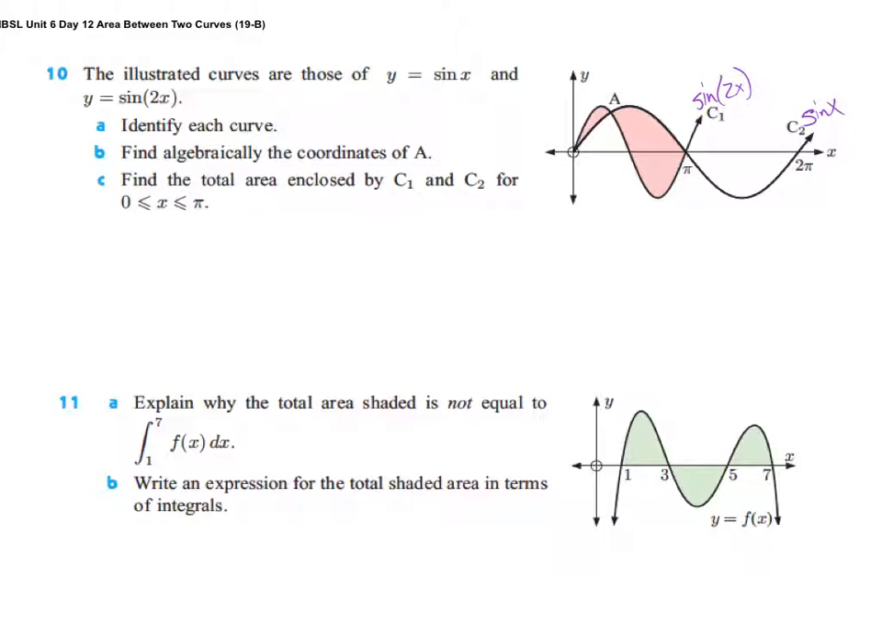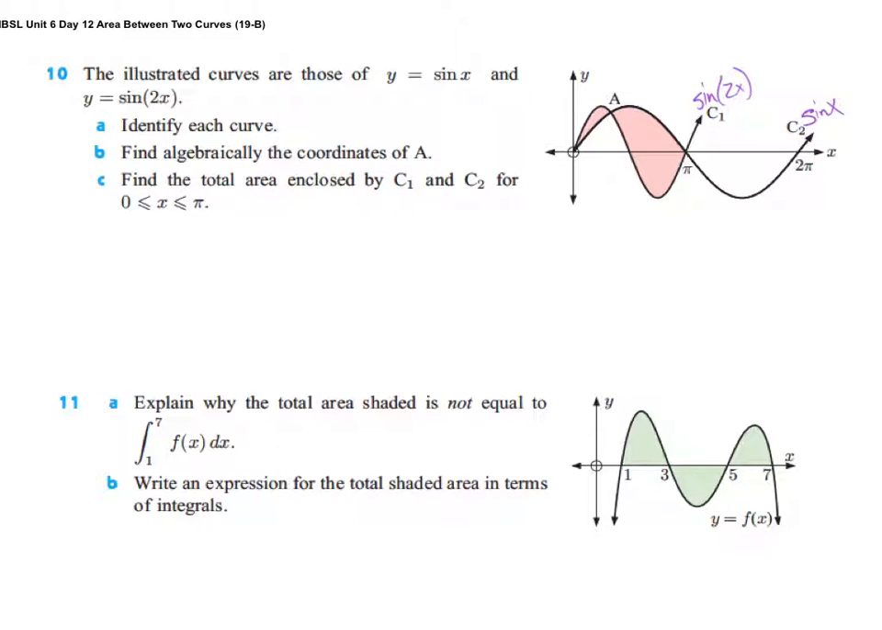Find algebraically the coordinates of A. What we need to do is find the coordinates of A. Basically what we're doing here is trying to find the area between these two curves. I know it shows us 0 and pi as intersections too, but as we're doing this, we should be able to find all three of them. So how would we find algebraically the coordinates of A?